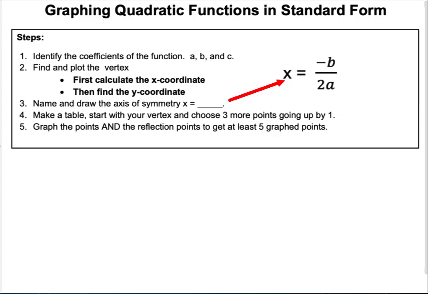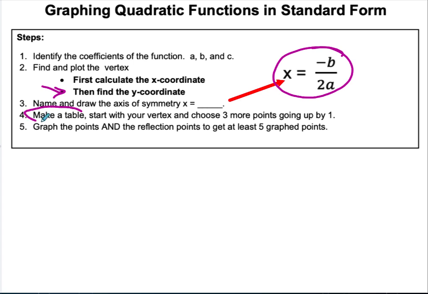All right, so here are our steps, and then we're going to put it to use. We're going to identify our a, our b, and our c. We're going to calculate our axis of symmetry by using this equation to find what x is equal to. We're going to plug that x back into our equation to find the y. Now we know our axis of symmetry. Now we know our vertex point.